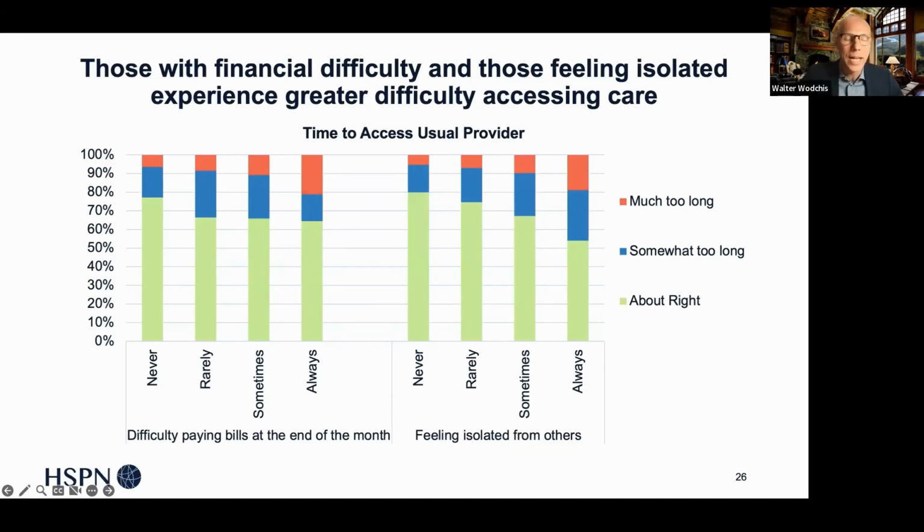I can't explain exactly why that is, but it appears to be true, with less than 5% of the people who never have difficulty paying bills, and more than 20% of the people who always have difficulty paying bills having that access challenge. Maybe it's an hours issue, maybe it's a time issue, maybe it's just a navigation issue, but it's clearly a bit of a gradient. And when we look at feeling isolated from others, again, we see another gradient here. And this is just in terms of timely access, the first thing that people need to do.